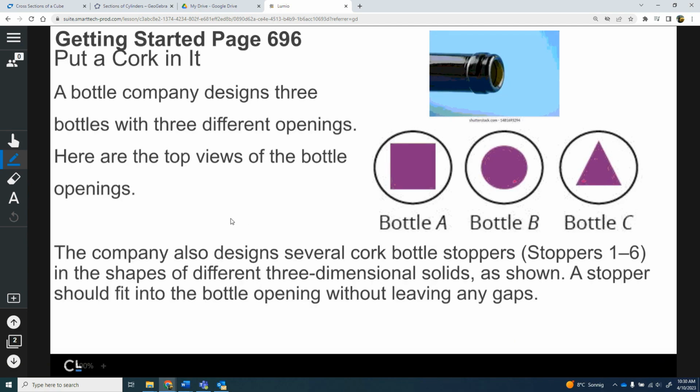So, getting started. First page in your book, on page 696. A bottle company designs 3 corks. The bottles have 3 different openings. Here are the views of the tops of the bottles. So this would be like a regular bottle. It's circular. That's going to line up with bottle B. For some reason, they make one that has a square and one that has a triangle as the opening. The company also designed several bottle cork stoppers on the next page, and we're going to see which ones will fit into each bottle without leaving any gaps.